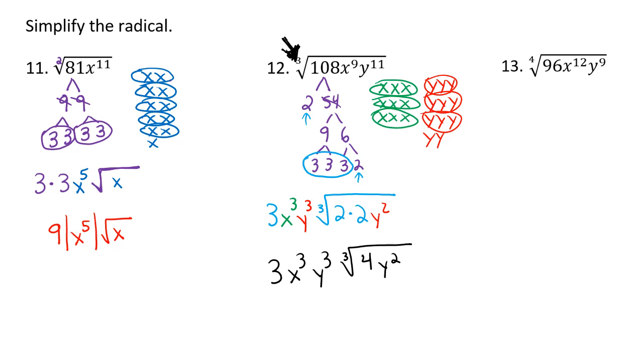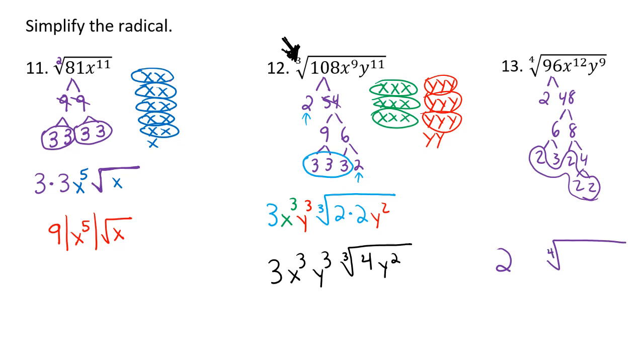Number 13. This time we have an index of 4. So we are going to simplify and then find 4 of the same number. So 2 times 48 is 96. So this is 6 times 8. This is 2 times 3. 2 times 4. 2 times 2. 4 of the same number. So 2. There we go. 4 of the same number. So I'll write a 2 outside the radical.